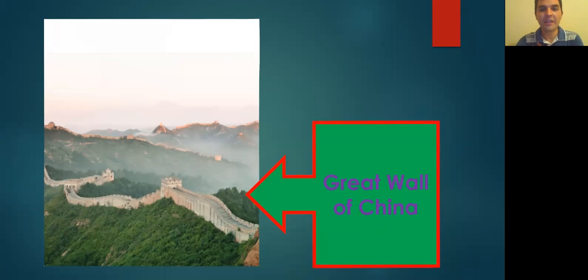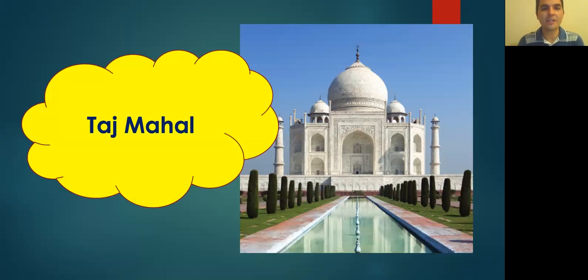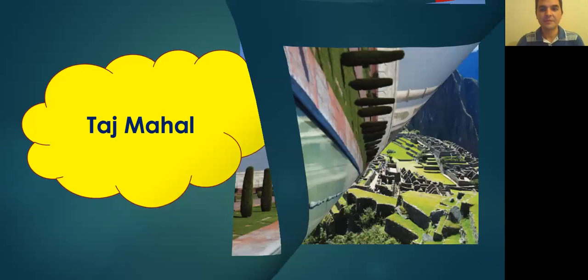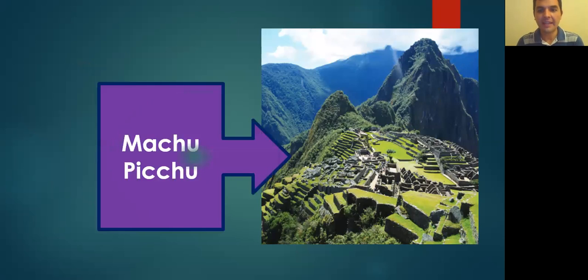Then we've got this other building, a beautiful building in India. It's called the Taj Mahal. Beautiful place. Now we go to South America again. We are in the Andes, and that's the city of Machu Picchu. Beautiful place in South America.